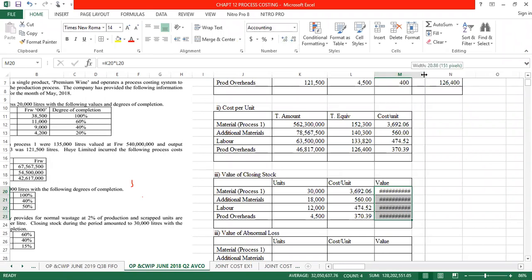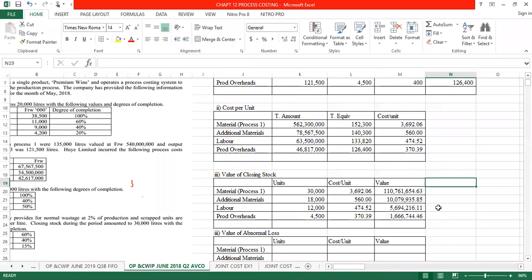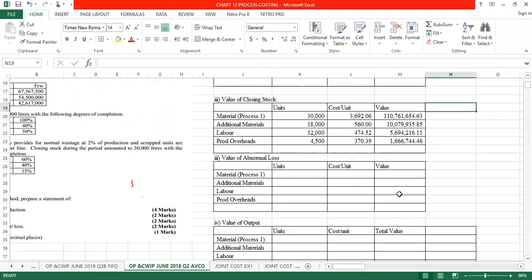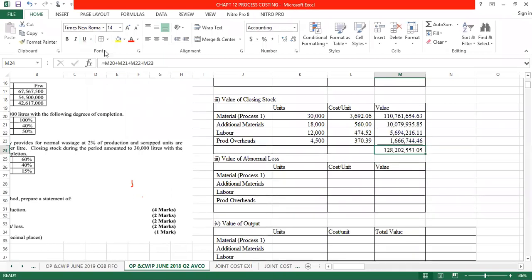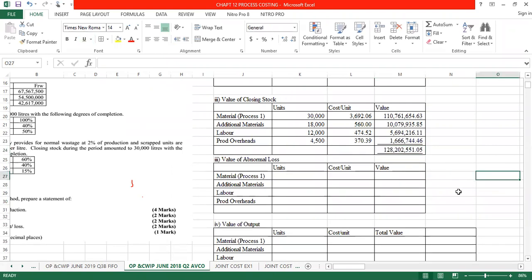To 2 decimal places. I think that is 2 decimal places. Okay, so we can get the total value of closing stock. So what is the total value of closing stock? That plus that plus that plus that. So that gives you 128. So what is the cost?